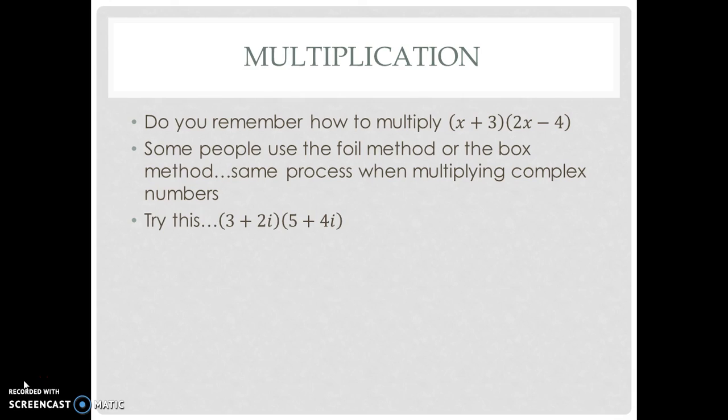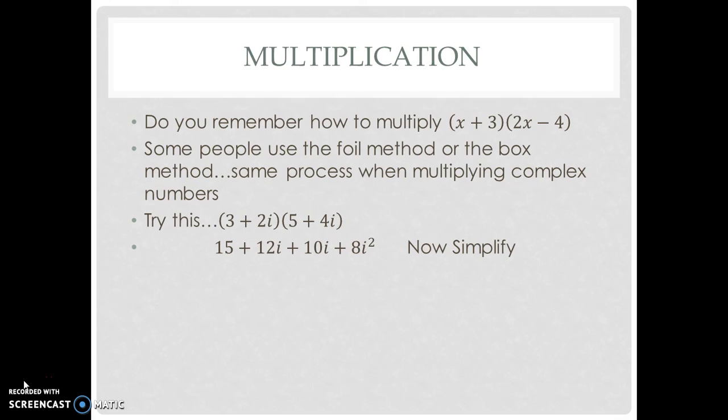So if you have 3 plus 2i times 5 plus 4i, you're going to take the 3 and multiply it by both the 5 and the 4i. So 3 times 5 gives me 15. 3 times 4i is 12i. Now I have to do the 2i. 2i times 5 is 10i. 2i times 4i is 8i squared.